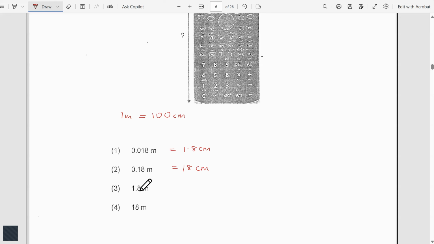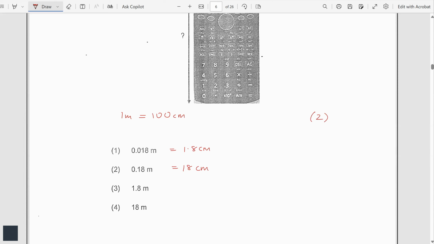Okay, then you don't have to convert the other two. The first one, 1.8 cm, is very small. If you look at your ruler, right, 1.8 cm is probably slightly bigger than the width of your thumb. That's small, not the length of the calculator. Okay, the second one is 18 cm. So imagine a typical short ruler, which is 15 cm. So slightly more than that. Okay, so option 2 is the answer.